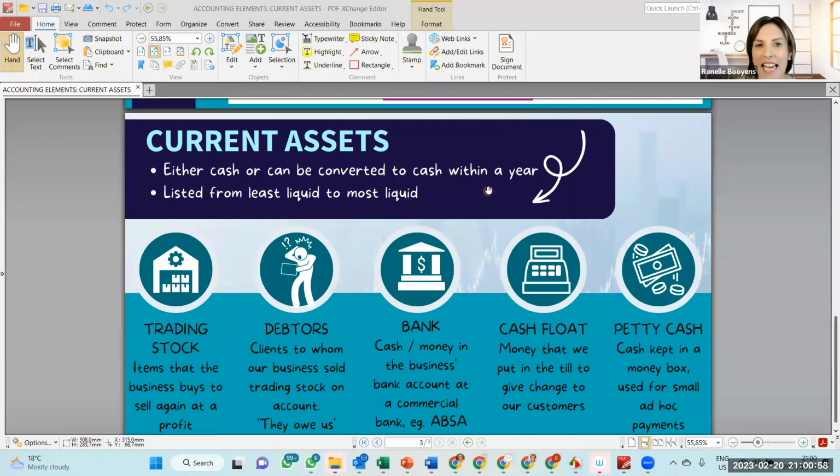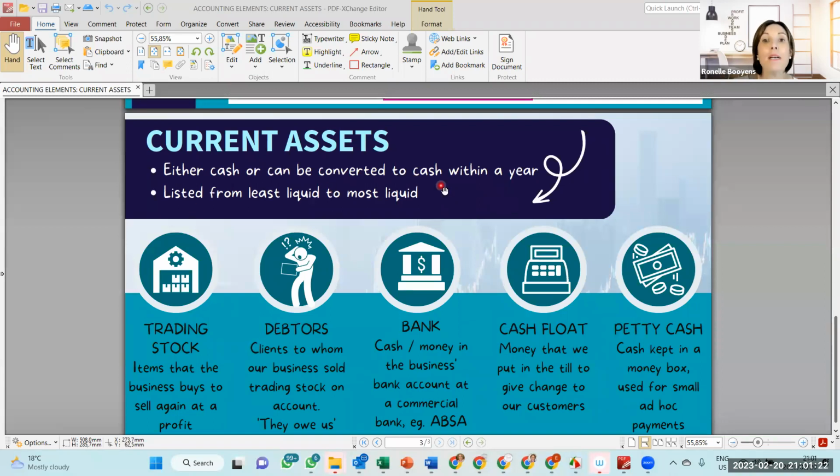Now, what are current assets? They are either cash, money already, or can be converted to cash within a year. So that is very important. Either cash or can be changed or converted to cash within a period of 12 months.